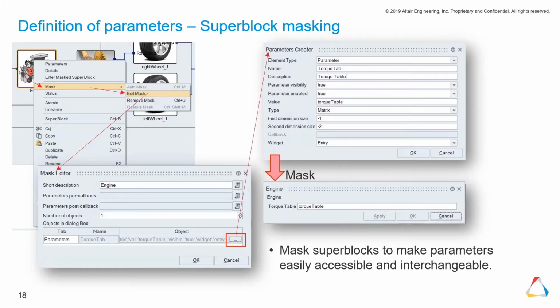Because we have to reach through the value into the masked superblock, into this masked subsystem. This is very important if you mask a superblock.